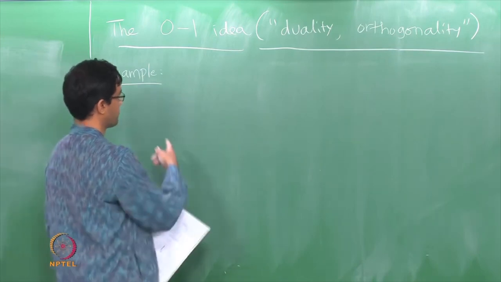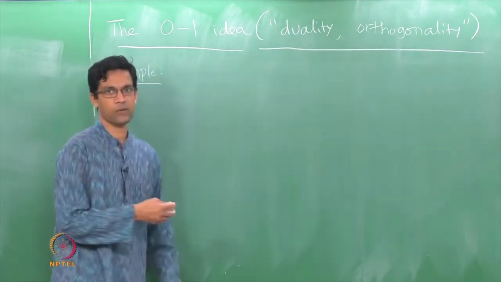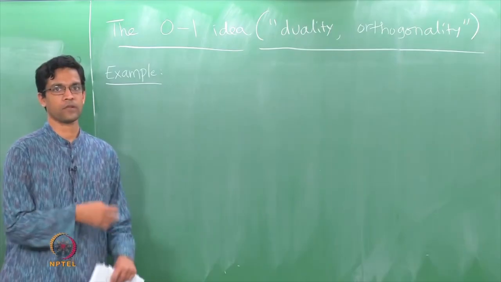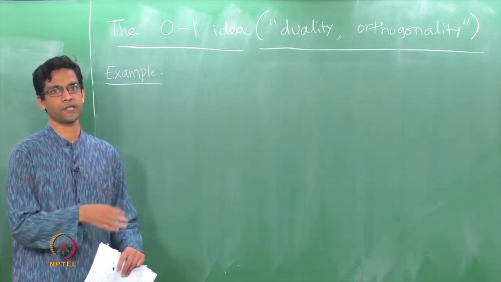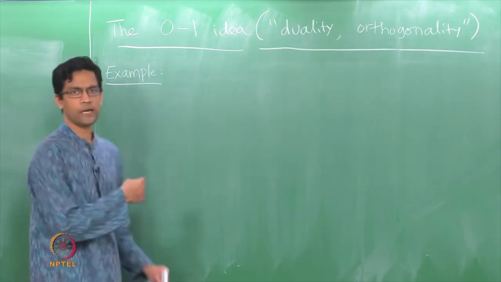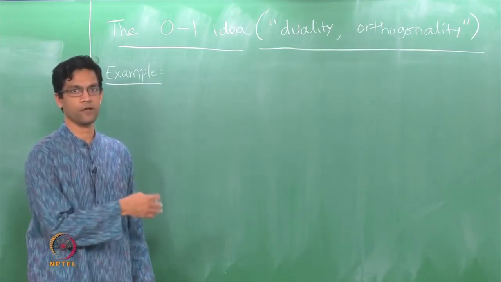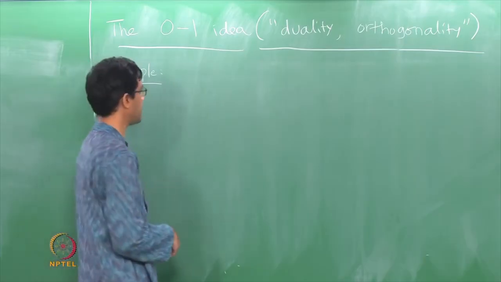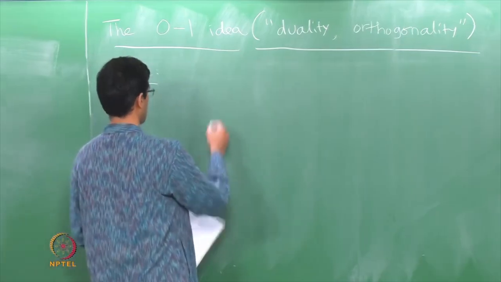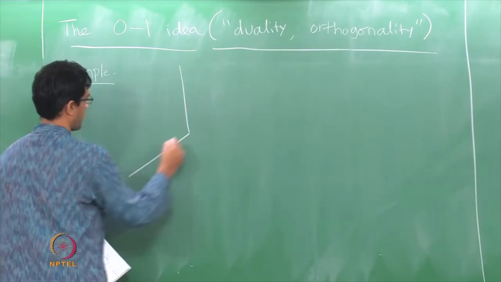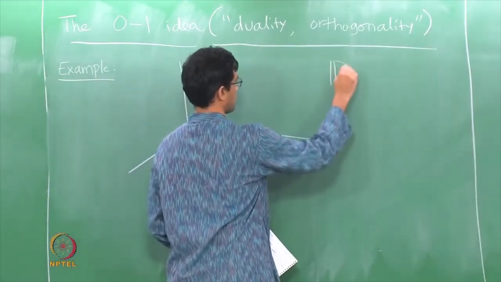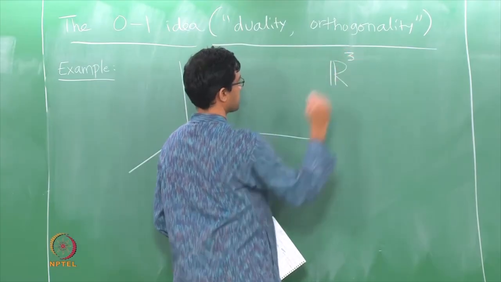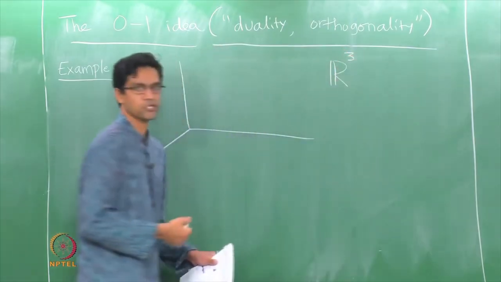For this example, it will require a little bit of recall of what vectors are in three dimensions. I won't go into the entire theory of vectors, just recall the basic things that I need. So here's the typical picture I have. This is what you call R3. R stands for the real numbers. R3 is just three-dimensional space.